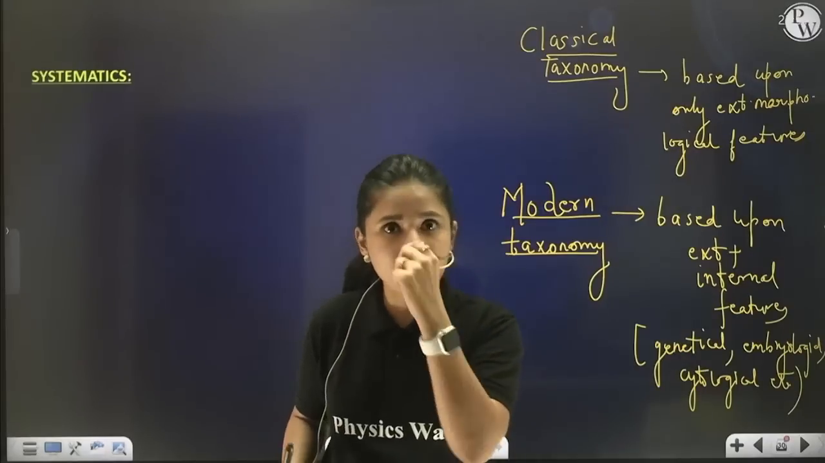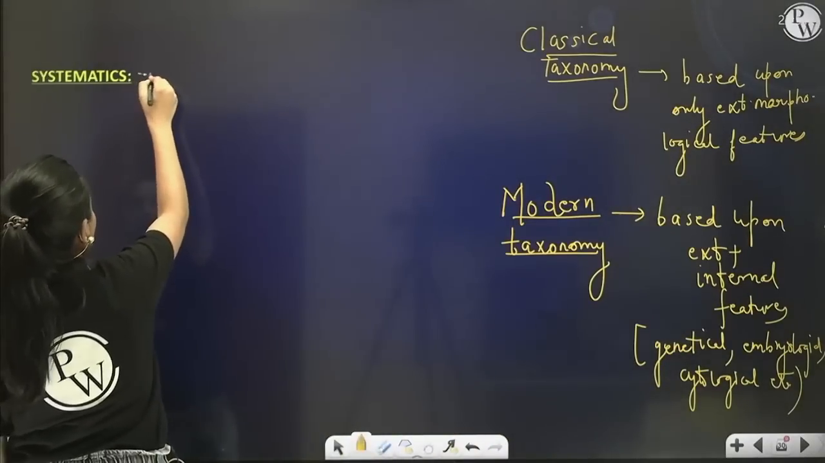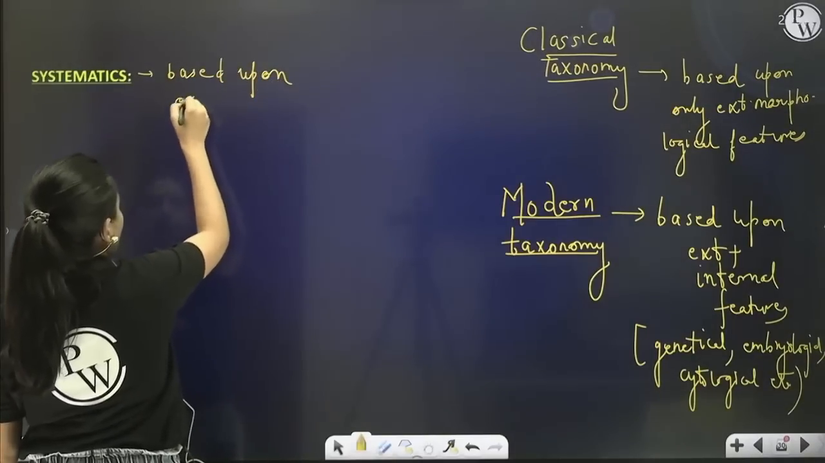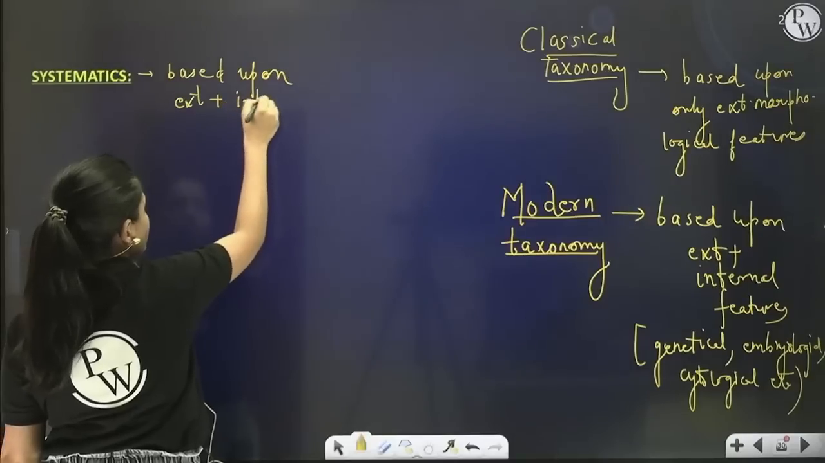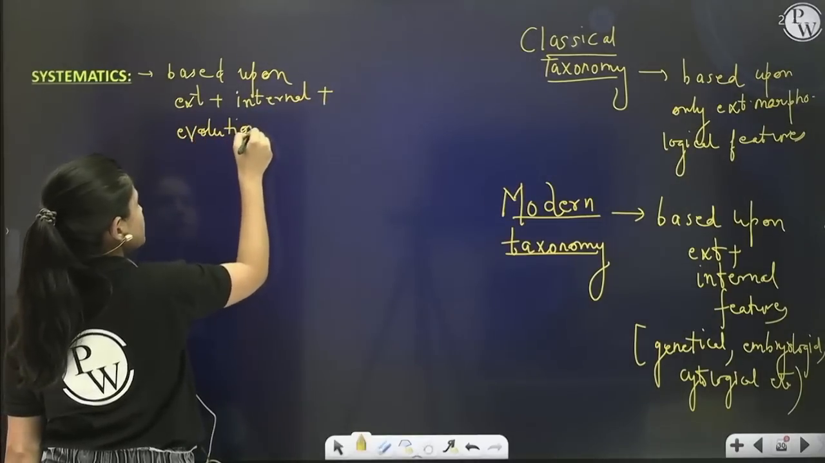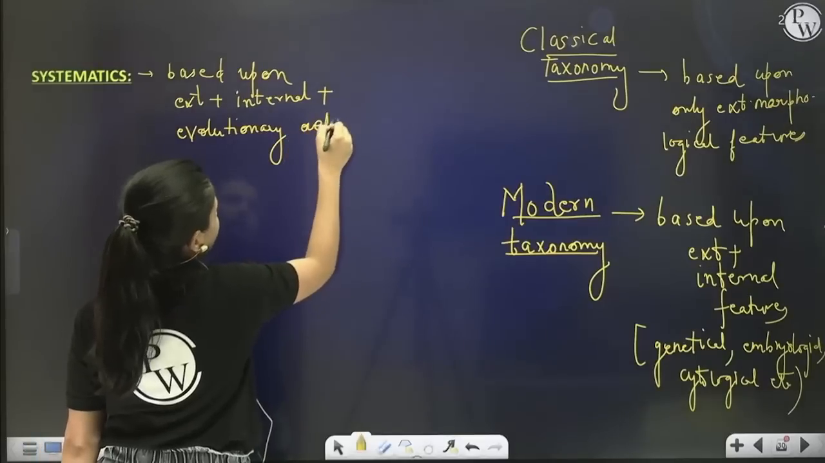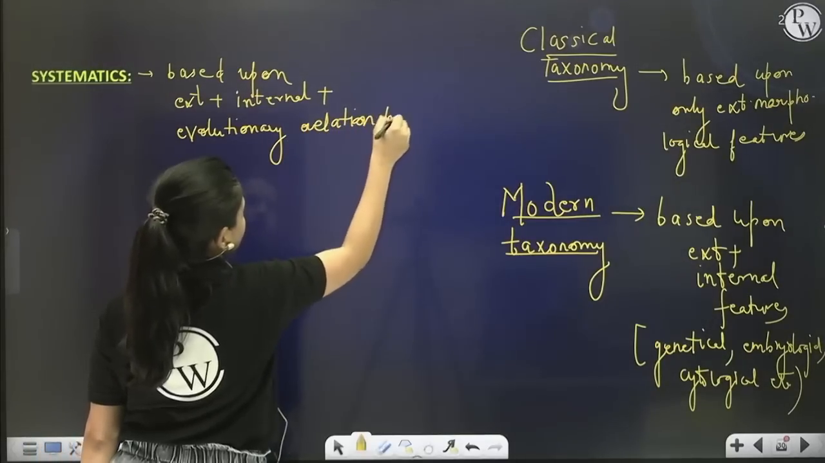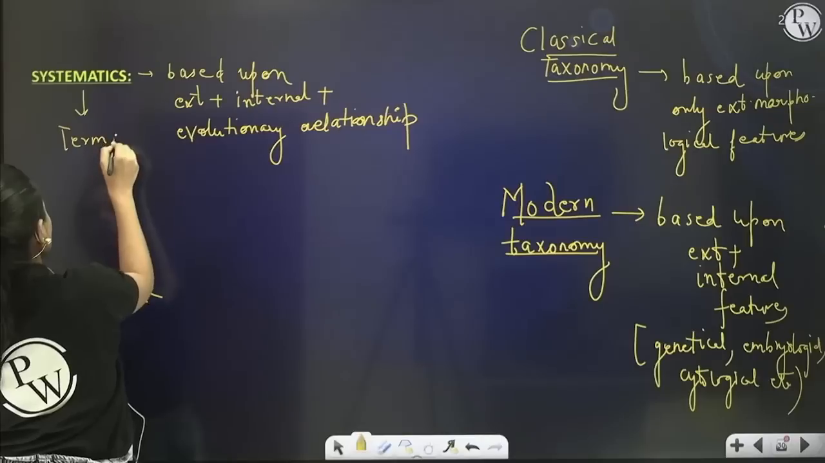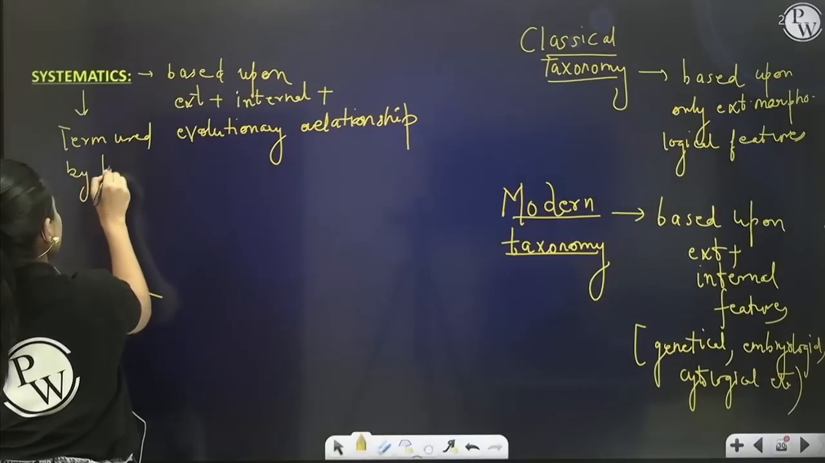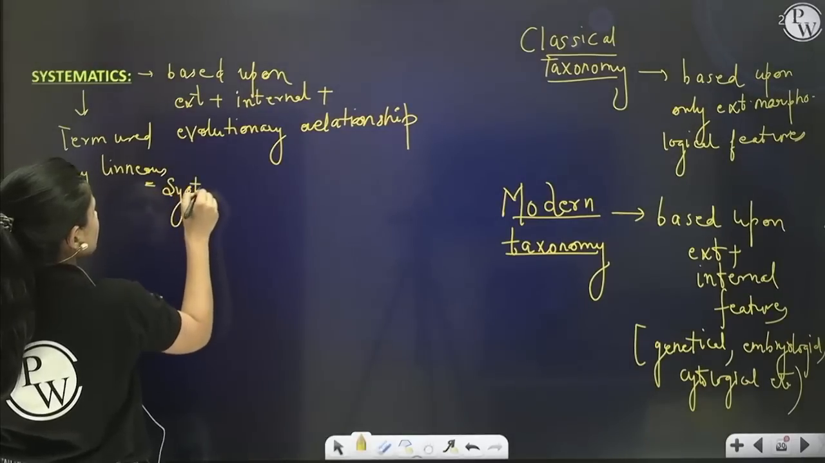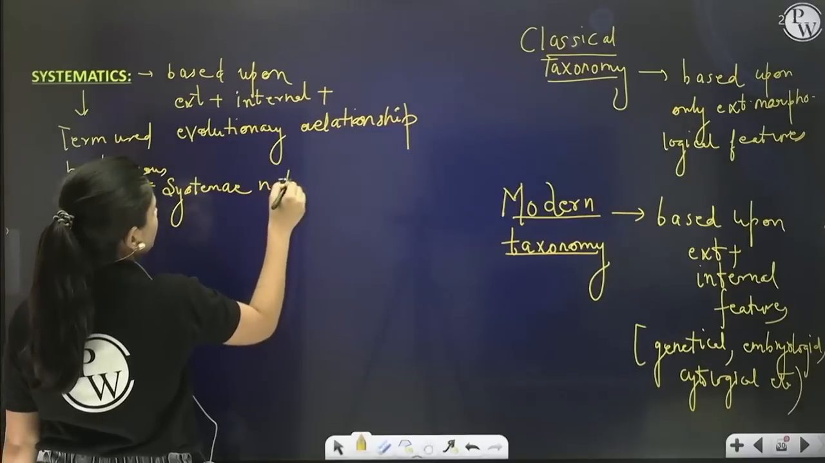Clear? What is systematics? Systematics is a type of taxonomy which is based upon external features, internal features, as well as evolutionary relationships among the organisms. Correct? The term systematics was used by Linnaeus in his book Systema Naturae.